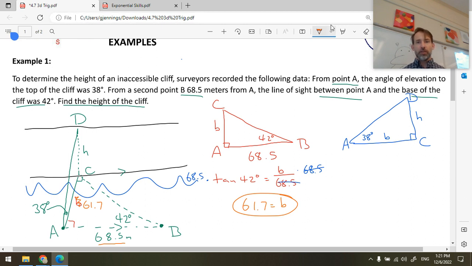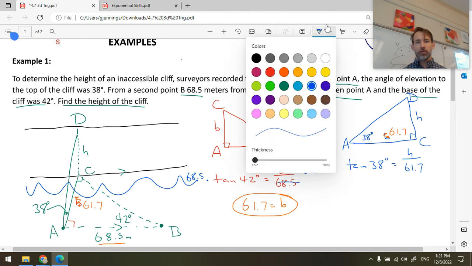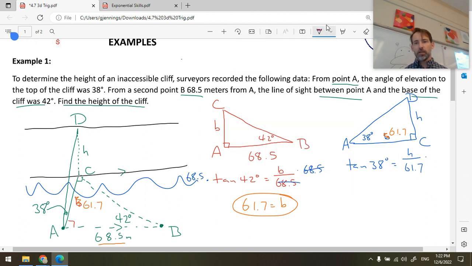Now, we can transfer that new known over there. I'll keep it in this color to remind us where it came from. This is now 61.7 here. Now we can use tangent again. So then we have tan 38 degrees is equal to opposite over adjacent, height over 61.7. Multiplying both sides by 61.7 gives us h.